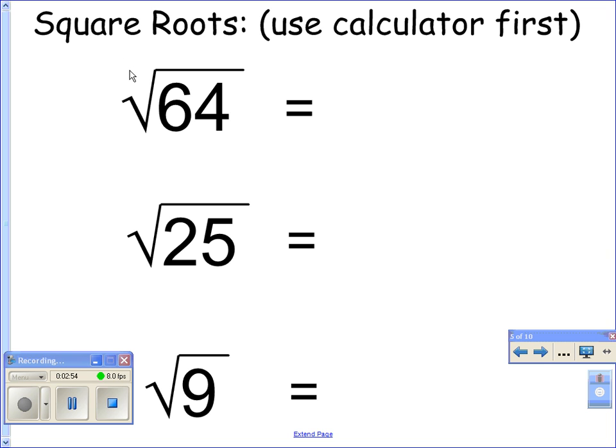When you see this weird division symbol, this means the square root. So you're going to ask yourself, what number times itself equals 64? The number times itself that equals 64 would be 8. So the square root of 64 would be 8. What number times itself would be 25? That would be 5. What number times itself would be 9? That would be 3. Whenever you see the square root symbol, your answer will be smaller than what is in the house. Okay?